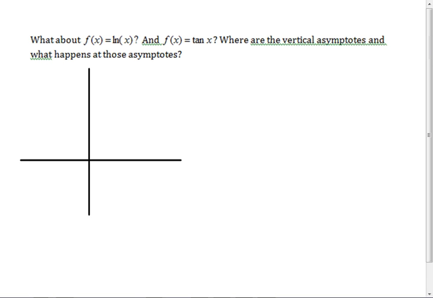Remember how we got the log of x? It's the inverse of something. It's the inverse of e to the x. So e to the x looks like this. So log of x is going to look something like that. So does it have a vertical asymptote, Eric? It does. It has a vertical asymptote at 0.